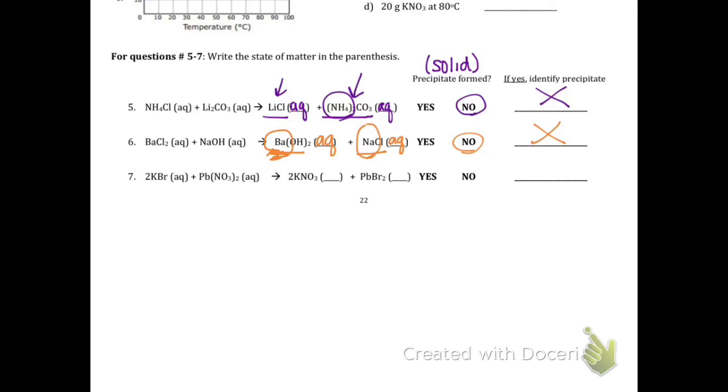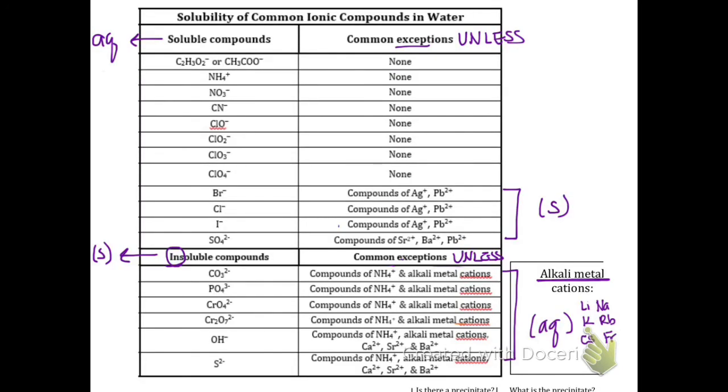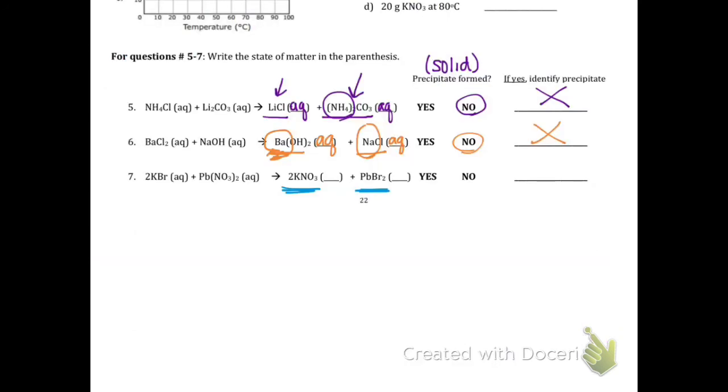Okay, and this last one, you have potassium nitrate, KNO3, and lead bromide, PbBr2. So let's look for NO3. NO3 is right here. It is always aqueous. There are no exceptions, so it's always aqueous. So we're going to put AQ right here.